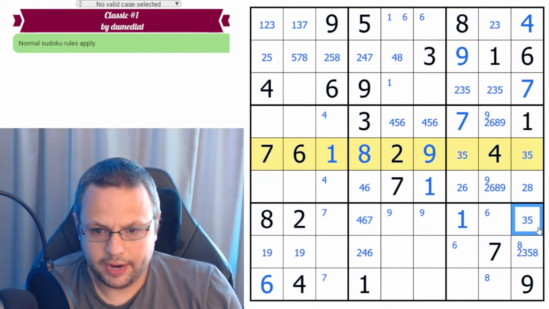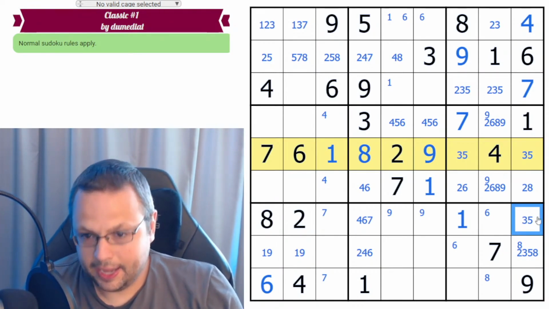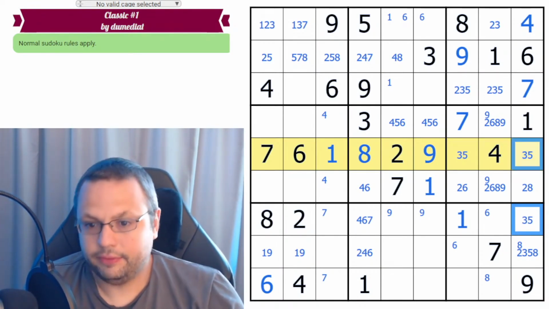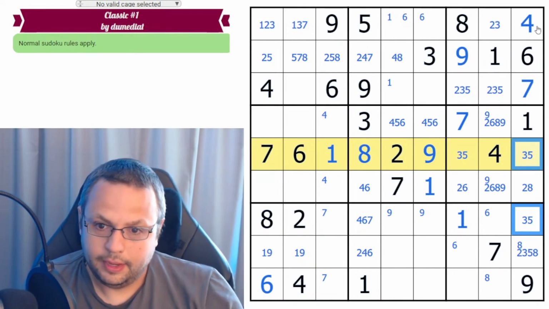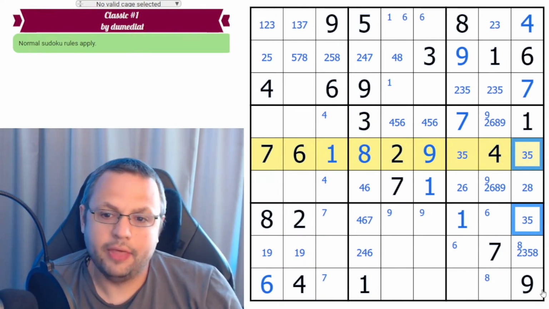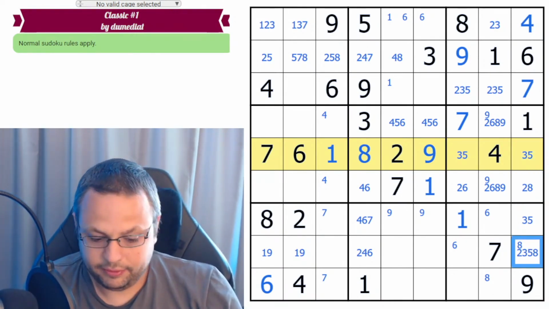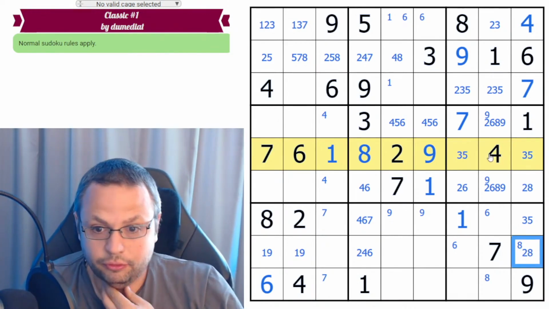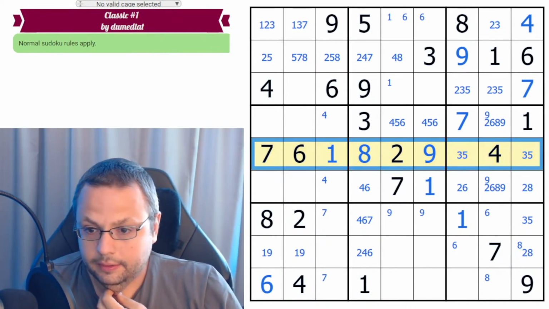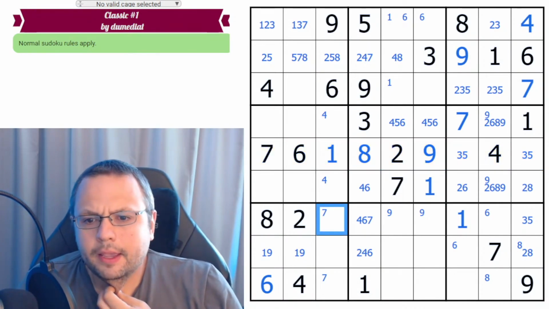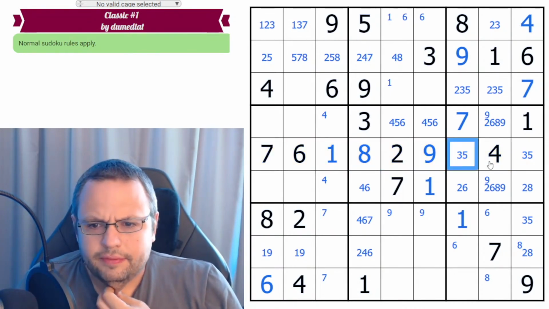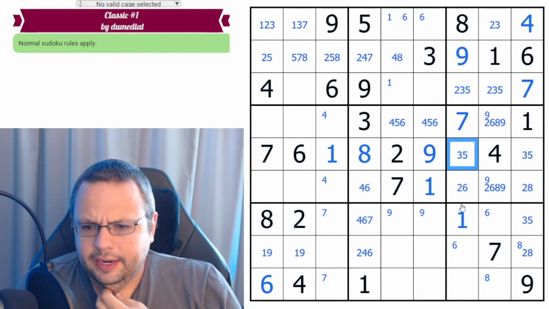Okay, so this isn't 2 or 8. It is 3 or 5. Aha! And so that gives me a 3-5 pair in the column, which tells me that no other cell in the column can be 3 or 5. So this isn't 3 or 5. That is 2 or 8. Get rid of that. It's also a 3-5 pair in the box, but that's not exciting.